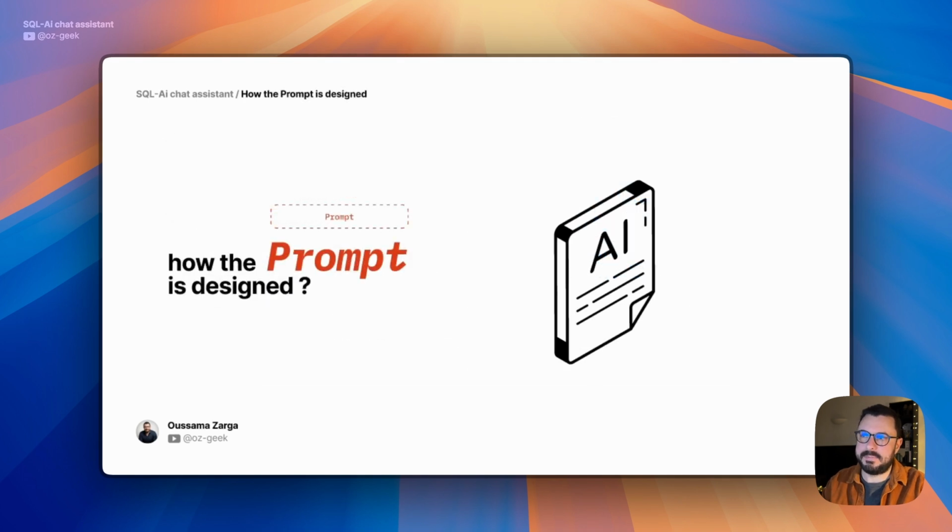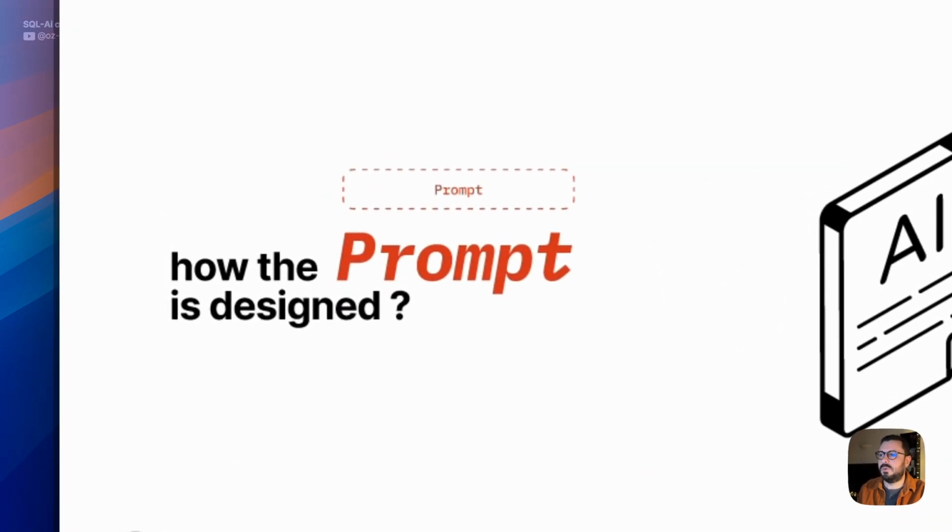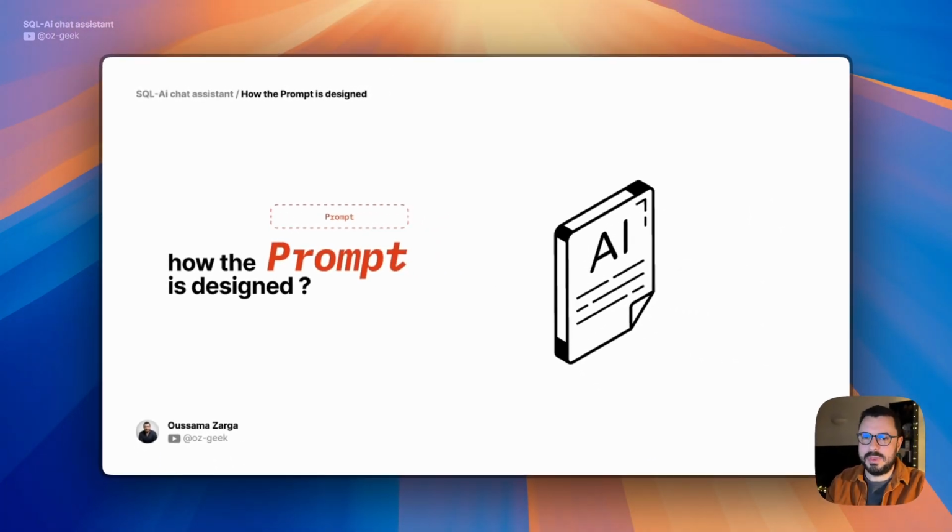I think the prompt is one of the most important, or one of the coolest parts of AI projects, because everything is in the prompts, in fact. So how is the prompt designed, especially for this project? To answer this question, I will open the source code with you and show you how I crafted the prompt so it answers our questions.